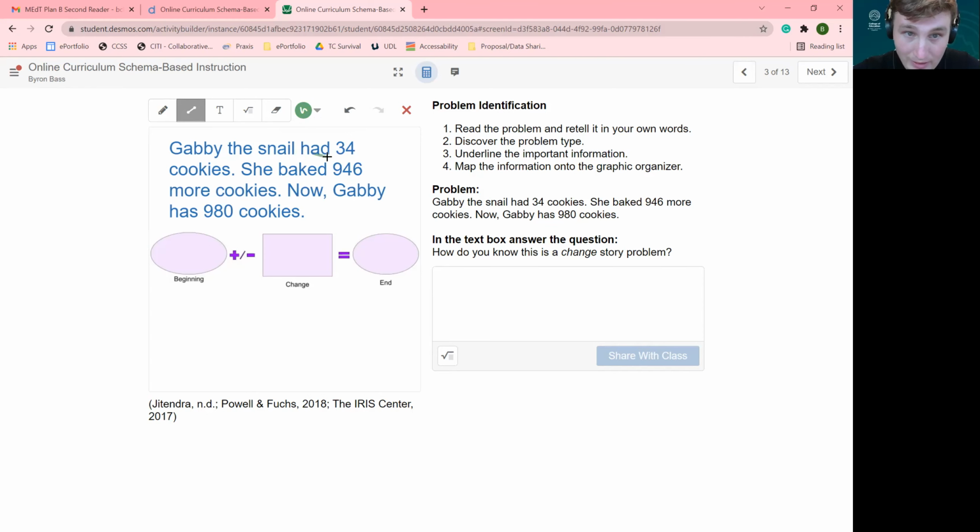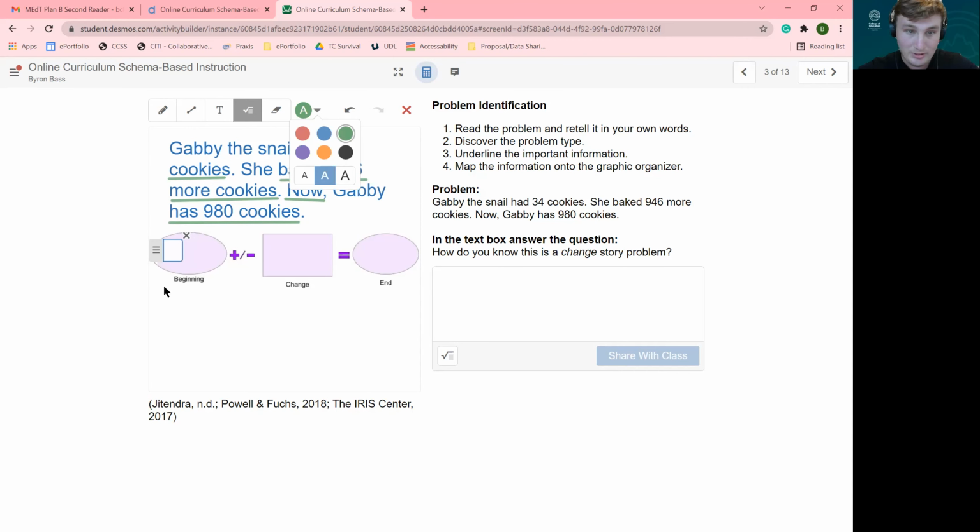So Gabby the snail had 34 cookies. That's important, right? That's how much she had. She baked 946 more cookies. And now is important because this is showing that we're ending with something. Now she has 980 cookies. So these are my important pieces of information. I'm just going to take this information and put it into my graphic organizer. At the beginning, I know that I had, let's make this a little smaller, 34 cookies.